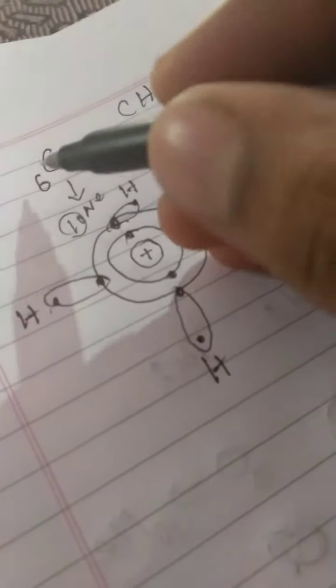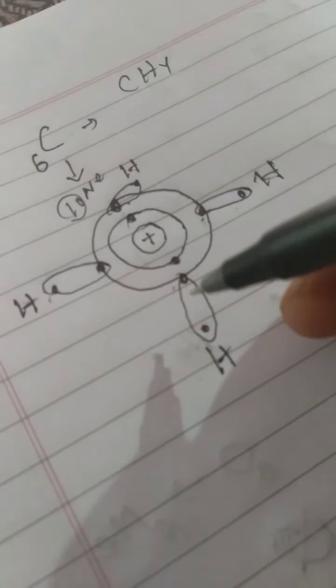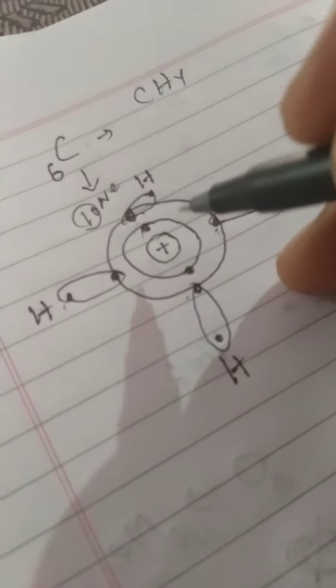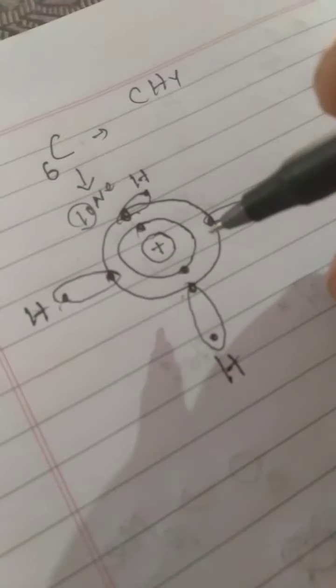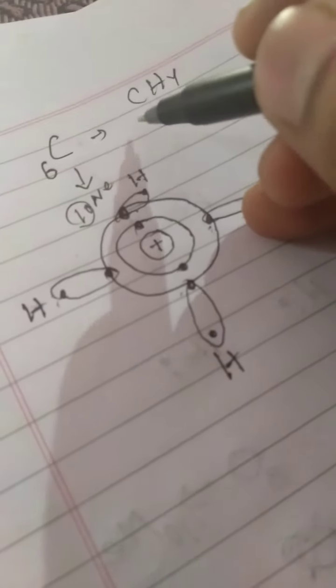Now tell me the valency of carbon. The valency of carbon is 4. Why? Because it has shared 4 electrons. And the valency of hydrogen is 1 because it has shared only 1 electron. Got it? Okay? So this is the concept of valency. Go through it very nicely. It is a very important concept in chemistry. You need to understand it.